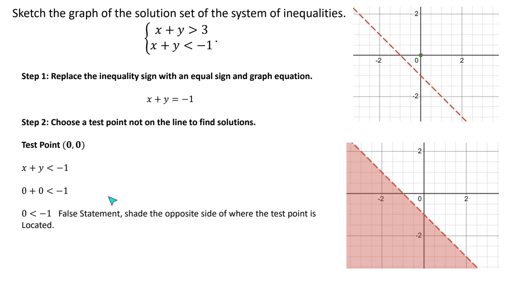So my test point, I have 0, 0, so 0 is less than negative 1. That's a false statement as well. And so if my test point is here, I'm going to shade on the opposite side, which is all this pink area.